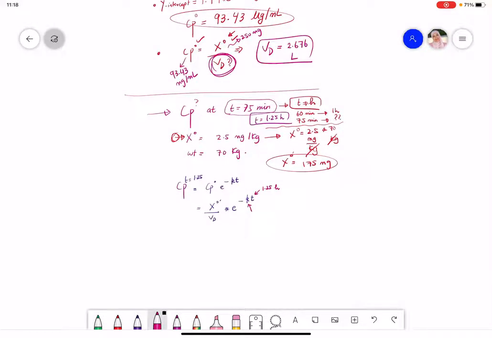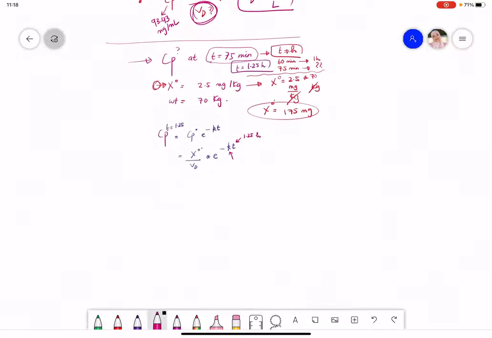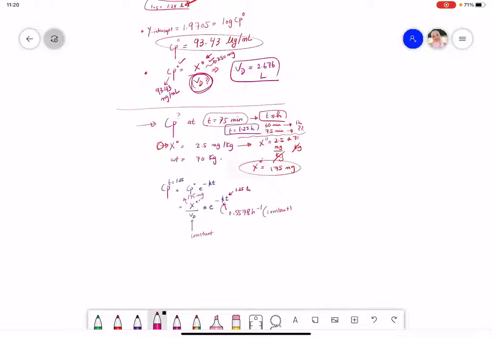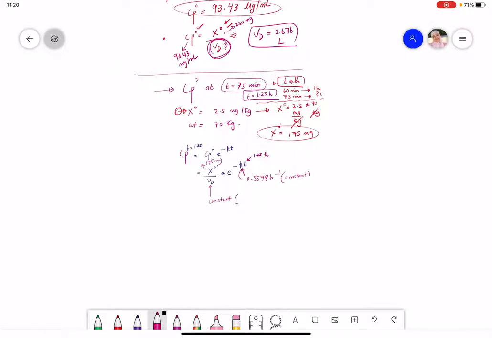which is equal to 0.5578 hour minus 1. This is constant. And this is the new dose, which is 175 milligram. This is constant because we are talking about linear kinetics. And again, be careful if you are using the volume in units of liter, or you just change it to milliliter, okay?